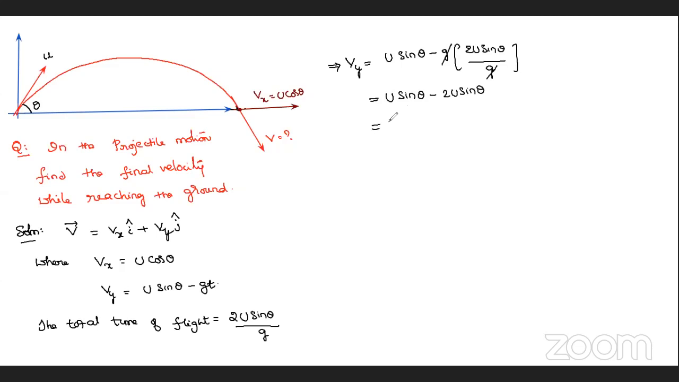Look here. If you take u sine theta common, you get 1 minus 2. Am I right? So vy equals 1 minus 2, which is minus 1. So it will be minus u sine theta.